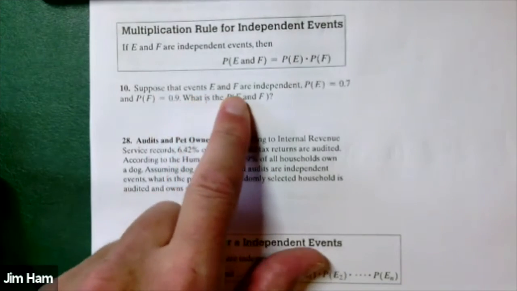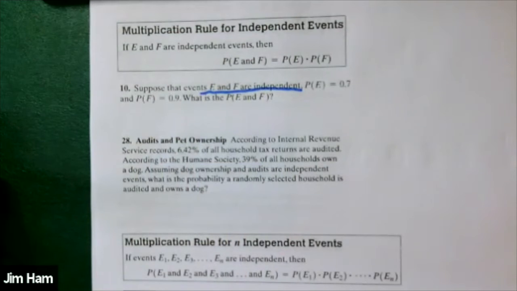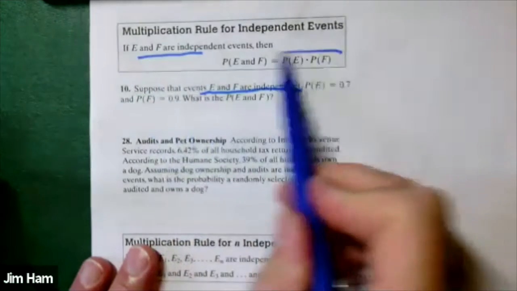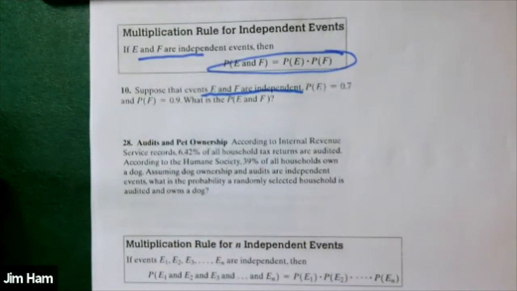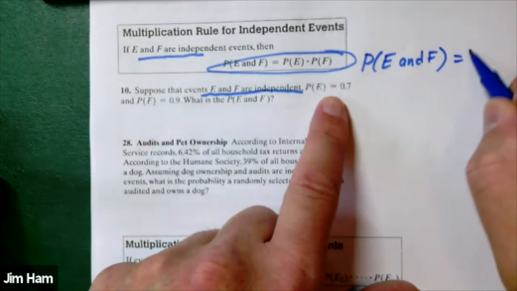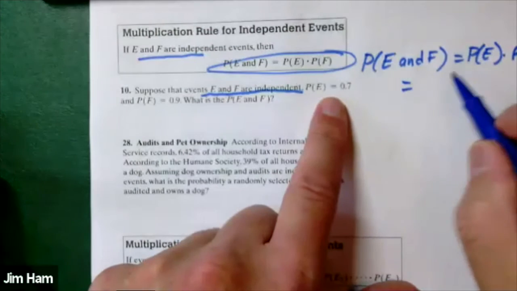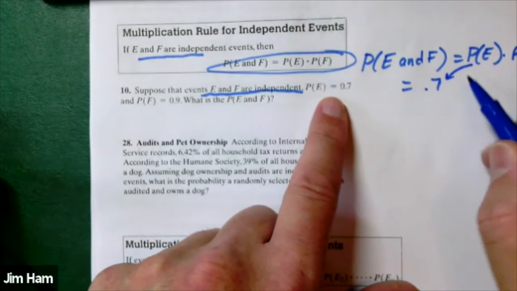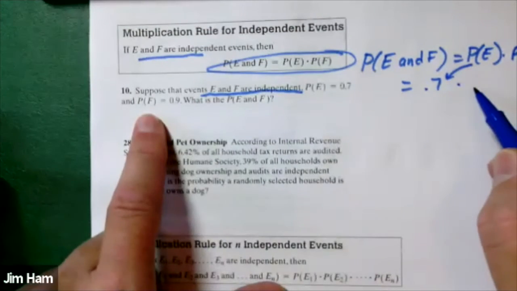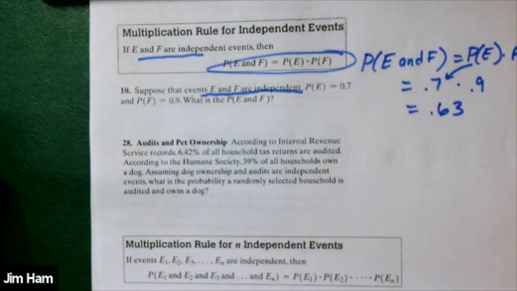Suppose that the two events are independent. Now, normally in problems, you're going to have to figure out if the two events are independent or not. But here they tell you that they are. So if the two events are independent, then here's the version of the multiplication rule that we use. The probability of E and F is equal to the probability of E times the probability of F. Now let me give you a caution here. So you just take the probability of E and then you multiply it by the probability of F. Get your calculator out and calculate that.